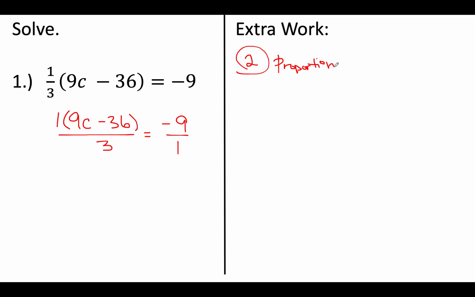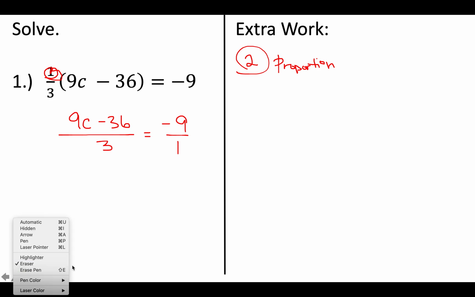Now I would recommend this only when the numerator is 1. Why is that? Because 1 times 9c is 9c and 1 times 36 is negative 36. So you don't have an extra step in this. It's simply just rewriting the problem. If you were to have a numerator there, that's going to be slightly different. But I want you to see that if you solve it like a proportion, this is super easy.